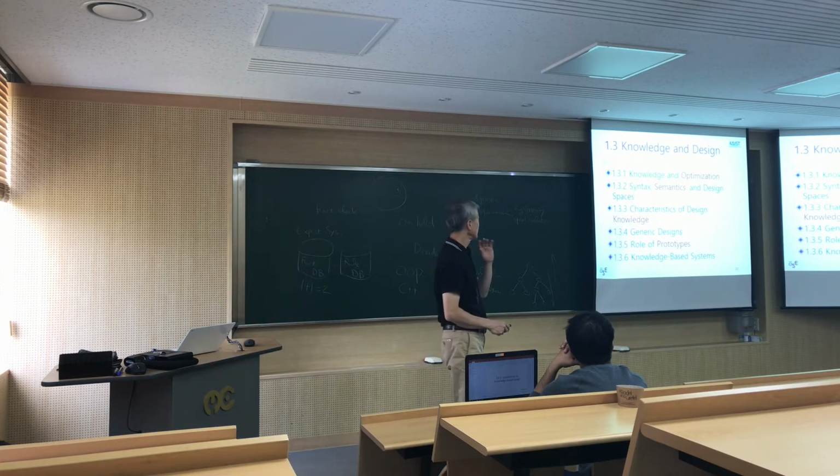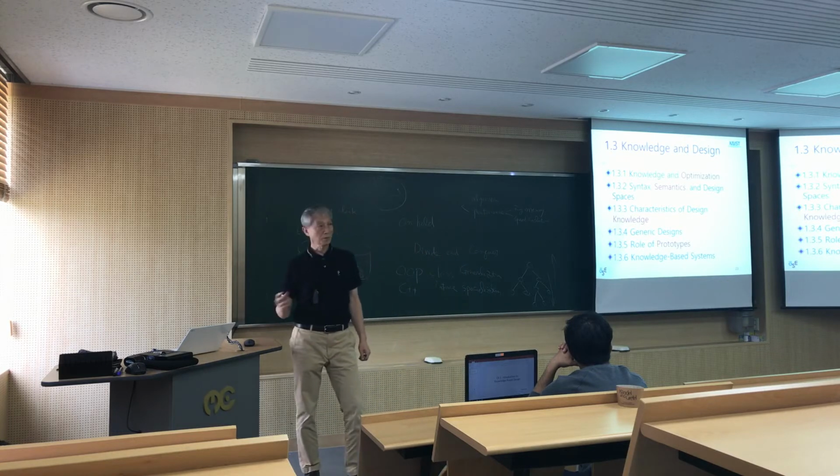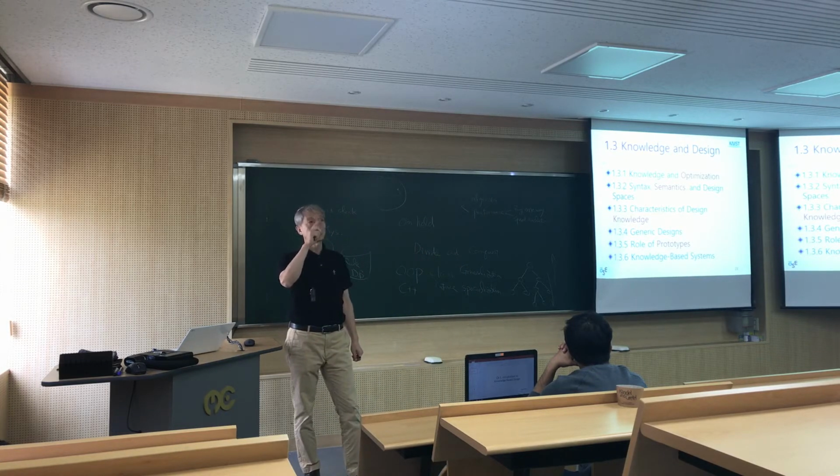And go on to knowledge and design, another subsection. The design models are finished; we already saw the 6 models of design. Knowledge and optimization, once again optimization coming. And syntax and semantics, design space, and design knowledge. What is design knowledge? Generic design, prototype again, and knowledge-based design. So previously we talked about design itself. Now we go on to the knowledge of design.